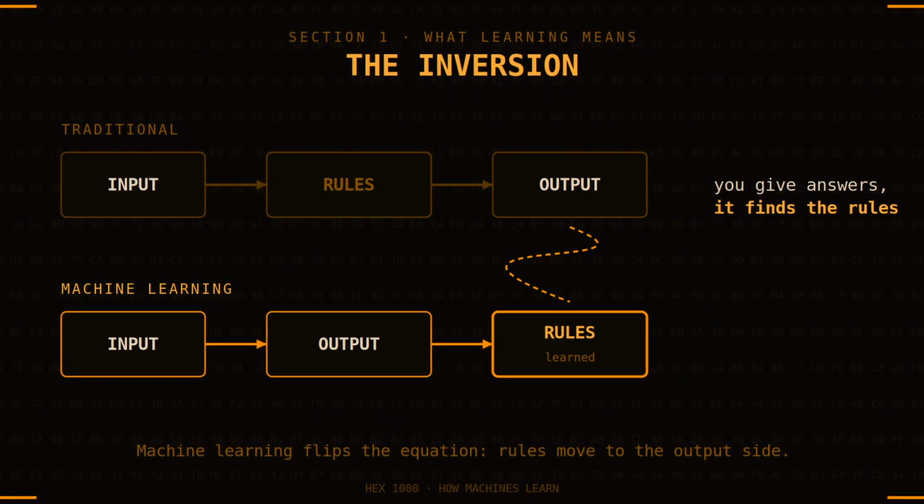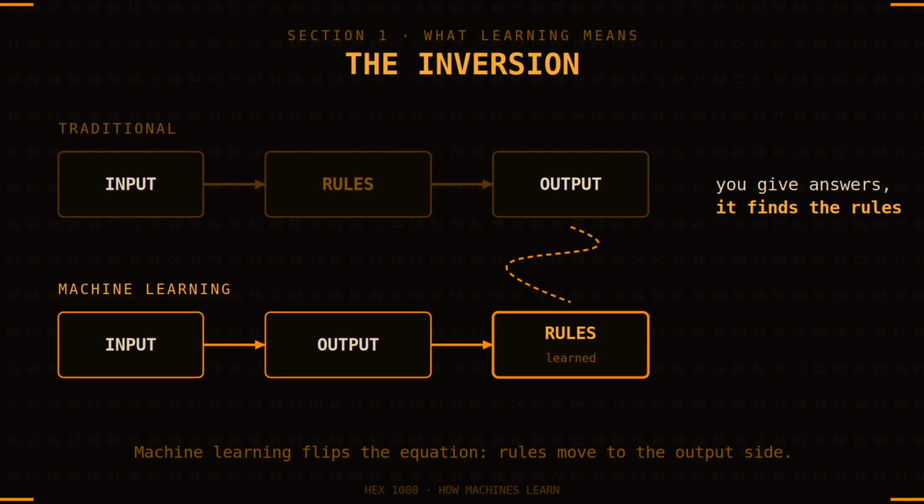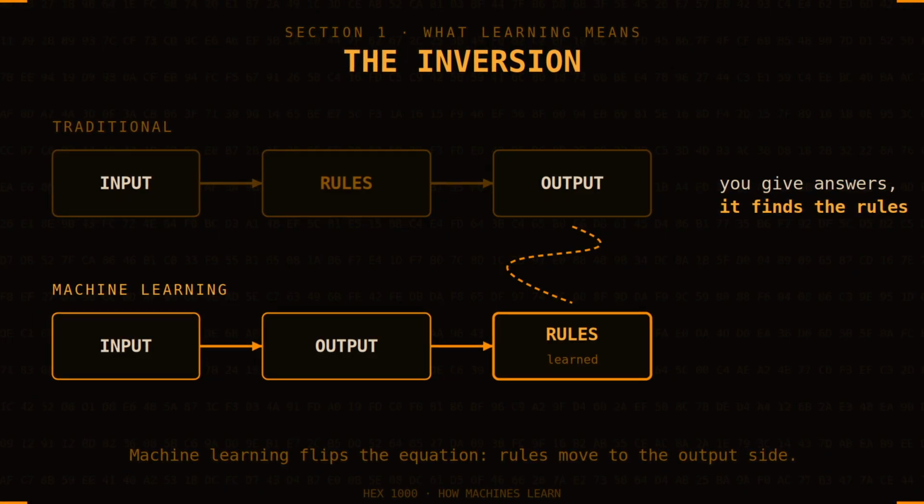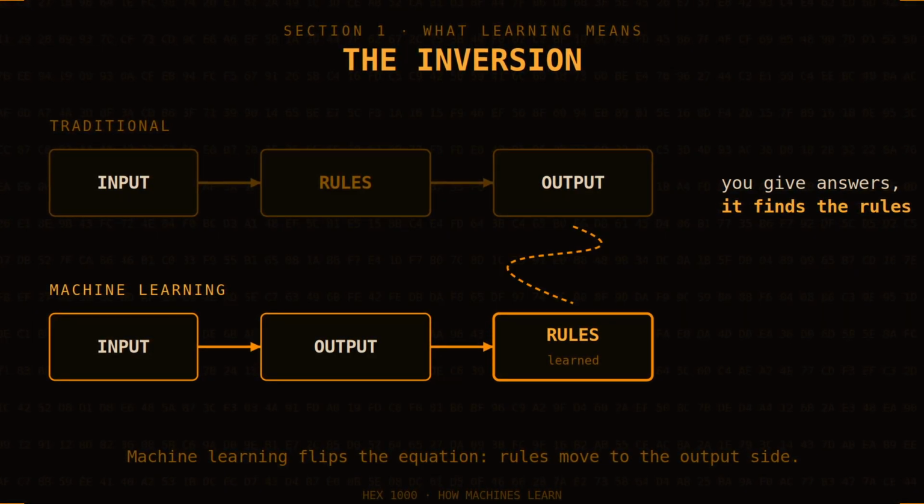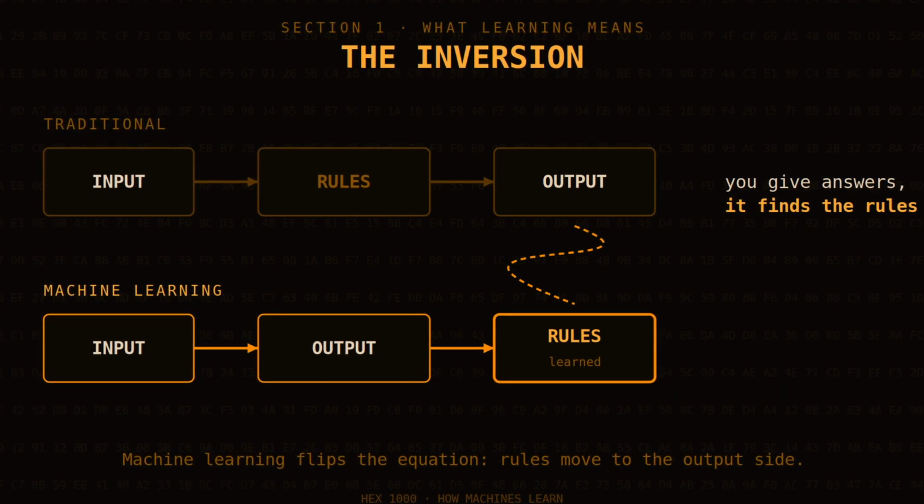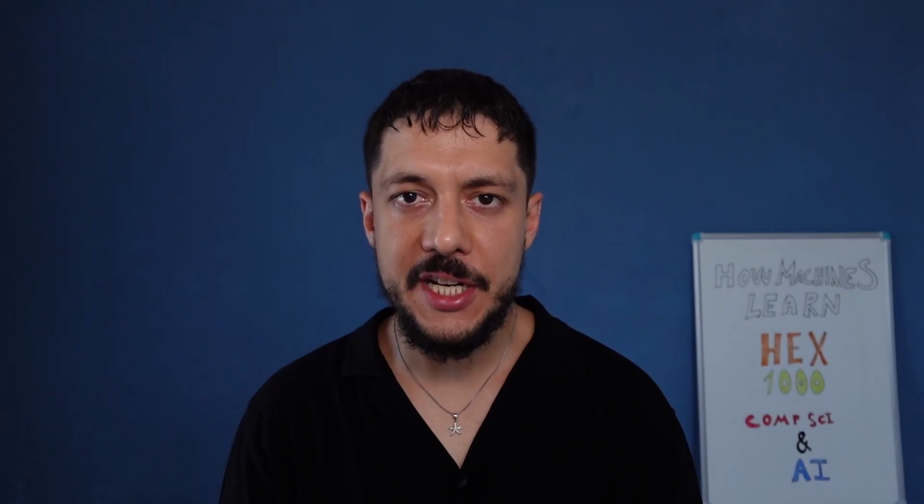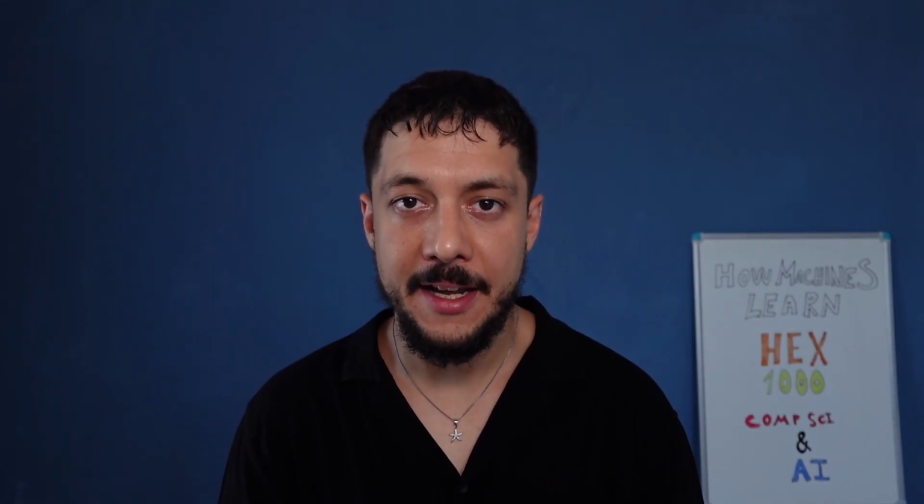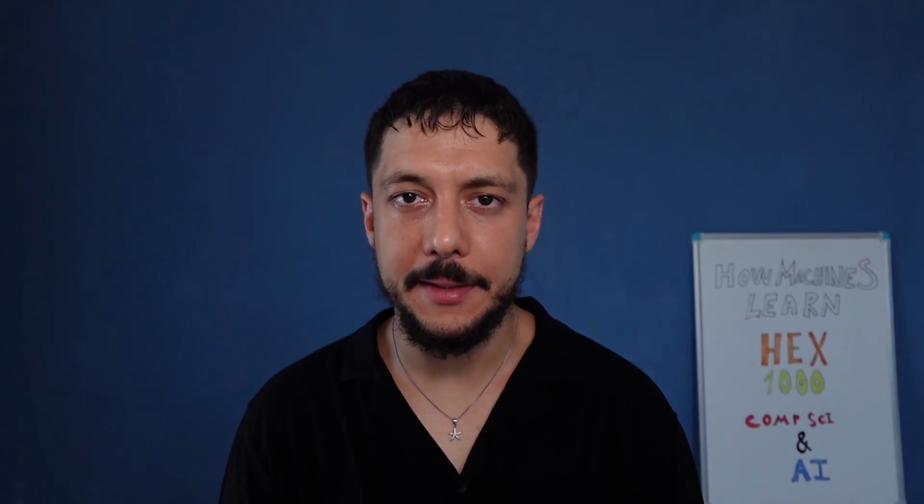Read that again, because it's the most important sentence in this video. In traditional programming, humans write the rules. In machine learning, the machine discovers the rules from data. Everything else, every technique, every model, every breakthrough you've heard about is just a method for doing that one thing well. So if the machine writes its own rules, what are those rules exactly? Where do they live? And what does it even mean for a machine to learn something? To answer that, we need to look inside the model itself.